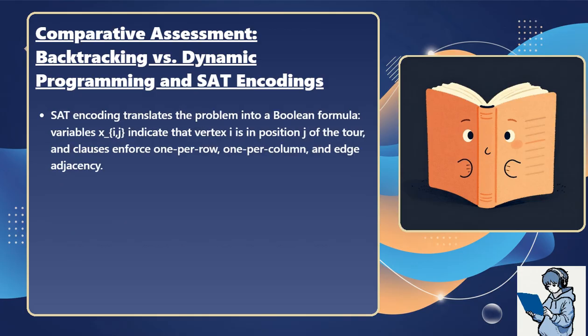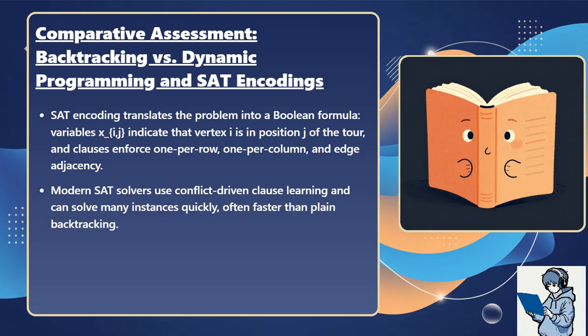SAT encoding translates the problem into a Boolean formula. Variables x_{i,j} indicate that vertex i is in position j of the tour, and clauses enforce 1 per row, 1 per column, and edge adjacency. Modern SAT solvers use conflict-driven clause learning and can solve many instances quickly, often faster than plain backtracking.